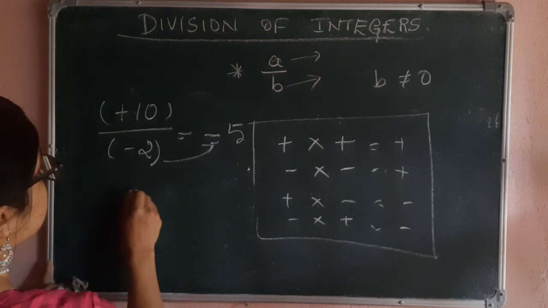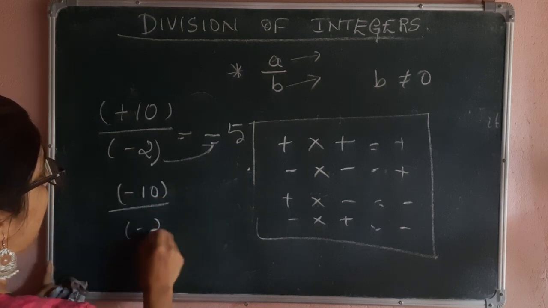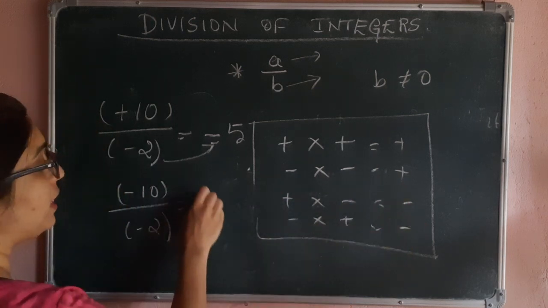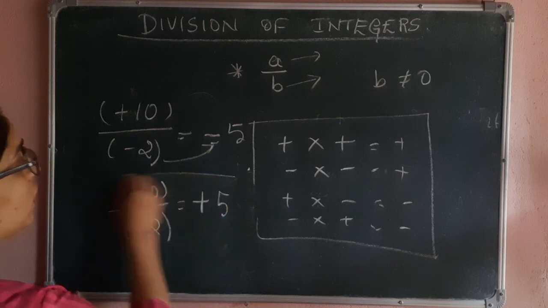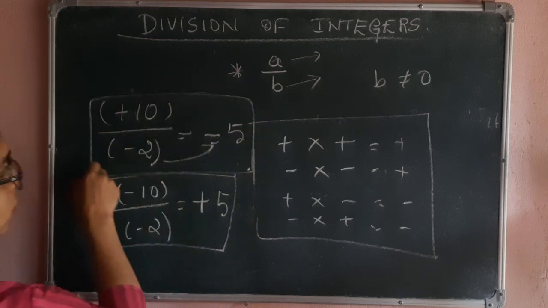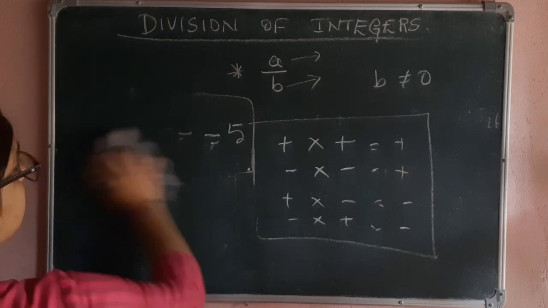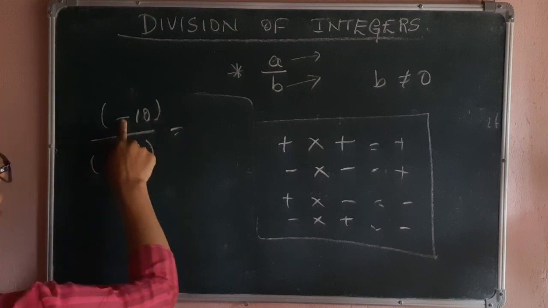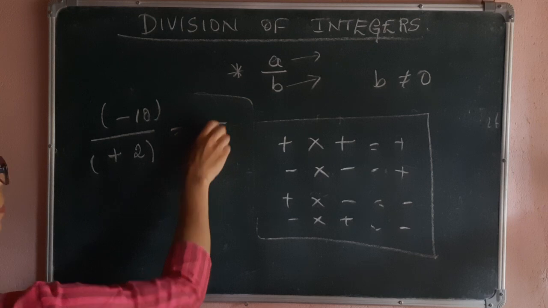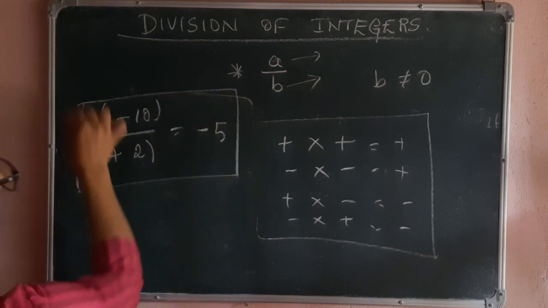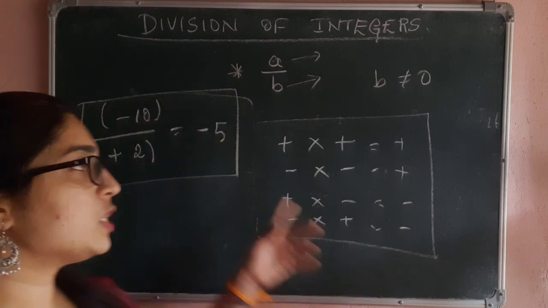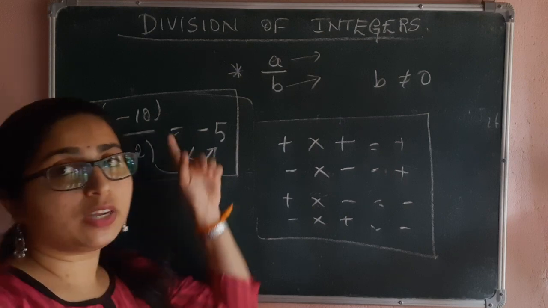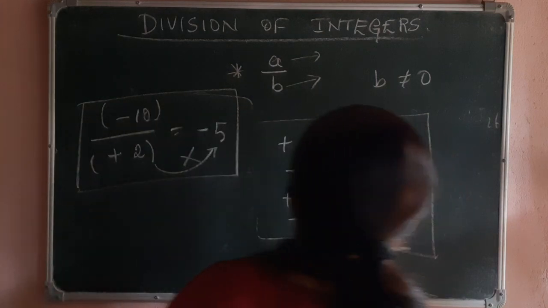Next is minus 10 divided by minus 2. When we had same signs, it was plus. So here also it is plus. 10 divided by 2 is 5. And next I will consider the negative integer minus 10 divided by plus 2. So minus plus is minus, 10 divided by 2 is 5. You can also verify this by cross multiplying. Cross multiplying is taking this to the right hand side, where division becomes multiplication.